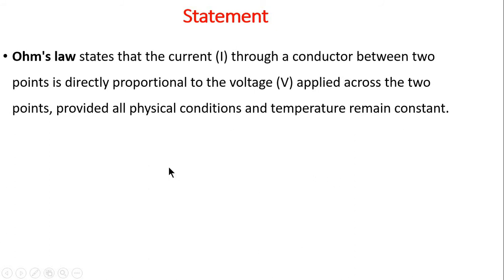Let's suppose I have a conductor, say a copper cable. For that copper cable, I am connecting a voltage source. When the battery or the voltage source is turned on, the current through that copper wire will be directly proportional to the voltage, or the potential difference, I am applying. For this, there are some conditions, like the temperature should remain constant.